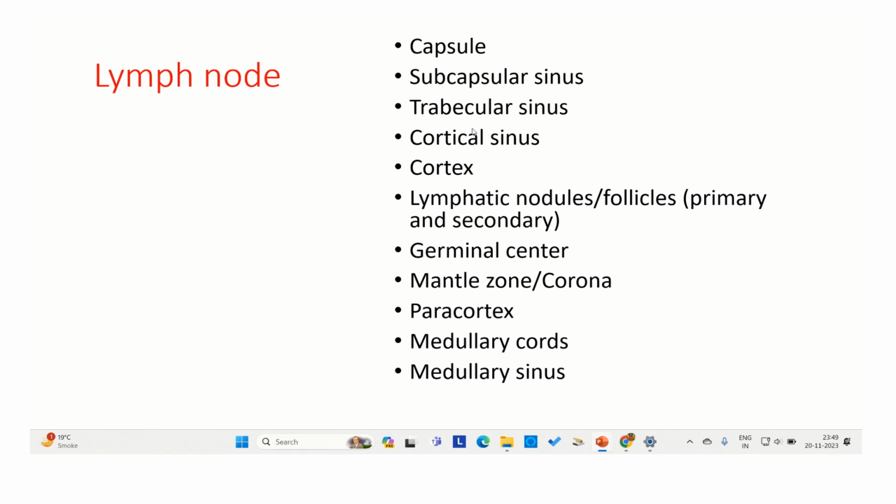So if you see basically the lymph node, these are the points you are going to understand. You should know what is the capsule, subcapsular sinus, trabecular sinus, cortical sinus, and what is the cortex, and what is lymphatic nodule or follicle, and out of that what is primary and what is secondary, then the germinal center. Then what is the mantle zone or corona, paracortex, medullary cords and sinuses. These are the points under which we are going to see the microscopic anatomy of the lymph node.